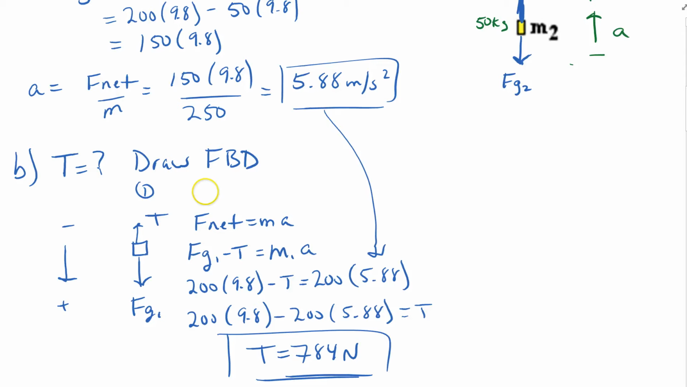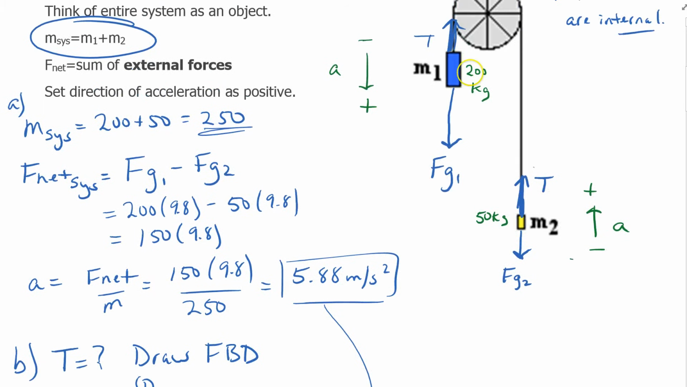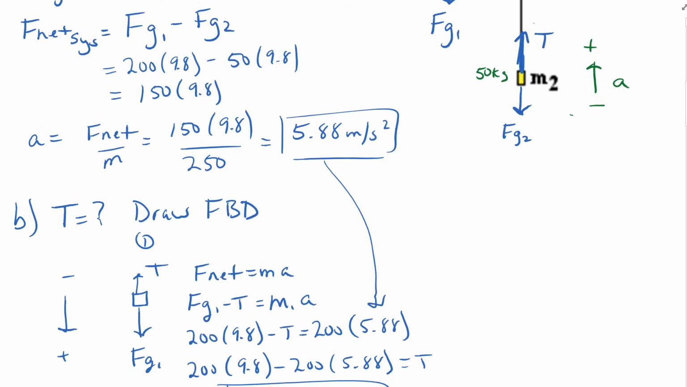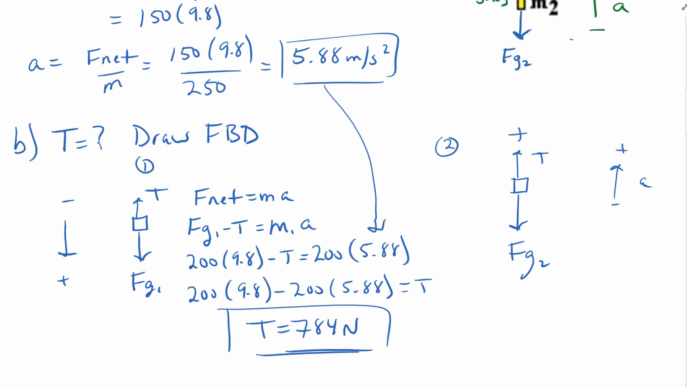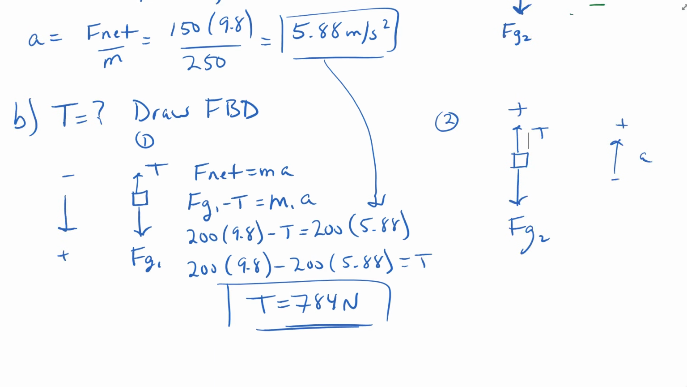You may say we're done, but we have a built-in check here, because at the beginning when I said draw a free body diagram, there are two objects, and I only used object number 1. So what I can do now is use object number 2 as my check. Object number 2 has force of gravity 2 and has a tension force upwards, and this object is accelerating upwards. So my tension force will be my positive one and my Fg2 will be my negative one.